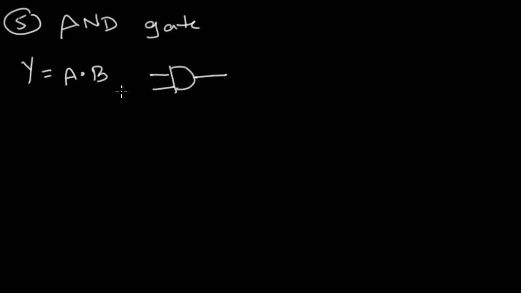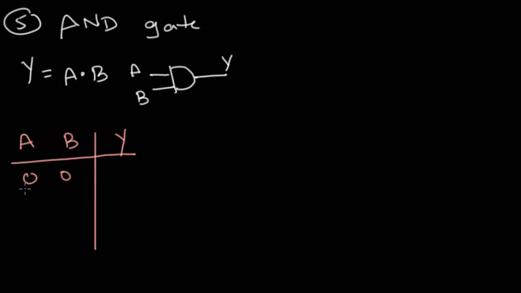Symbolically, it is represented the same as the NAND gate minus the bubble. Let's understand the truth table of the AND gate. We have two inputs, so 4 combinations: 0,0; 0,1; 1,0; and 1,1. And the AND gate output is 0, 0, 0, 1. It's just the opposite of the outputs of the NAND gate.